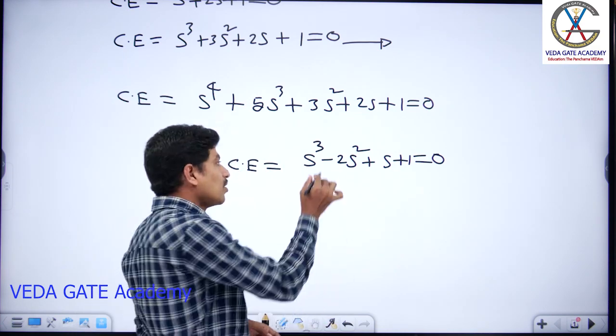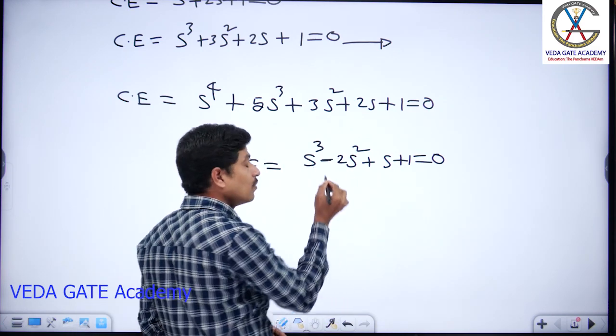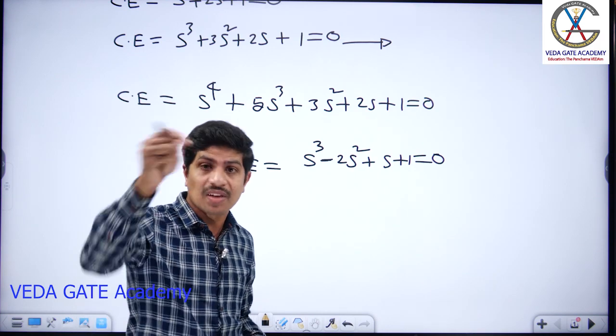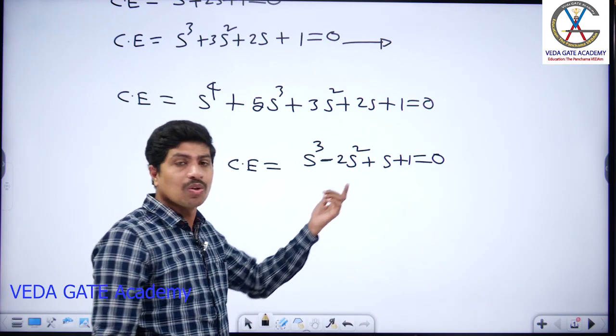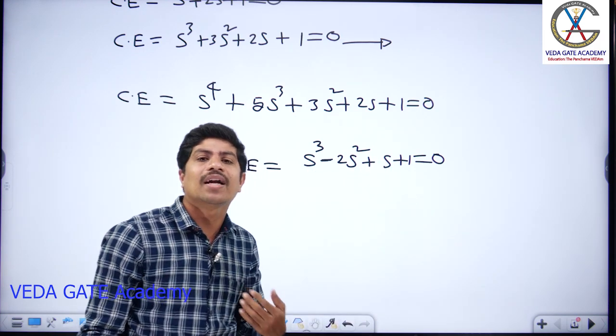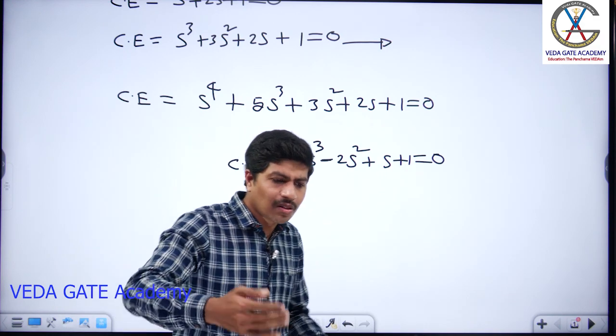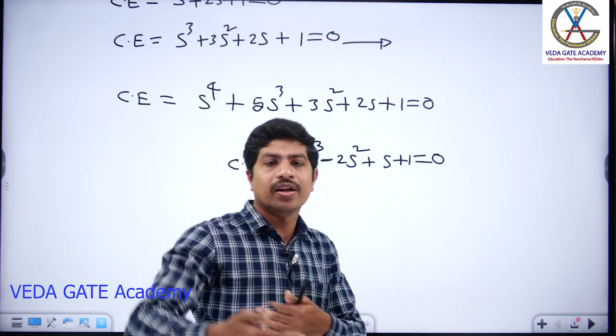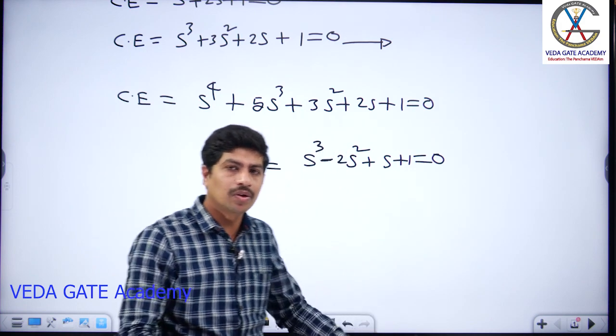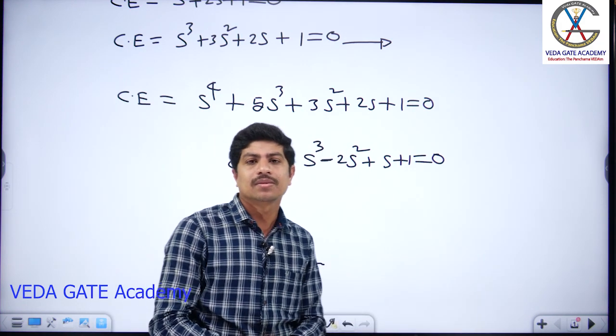Sir, how do you know that? There is a sign change between the coefficients of the characteristic equation. Therefore, I can say directly it is unstable. All these things, the necessary condition, sufficient condition, and establishment, we are going to discuss in the upcoming classes. Thank you.